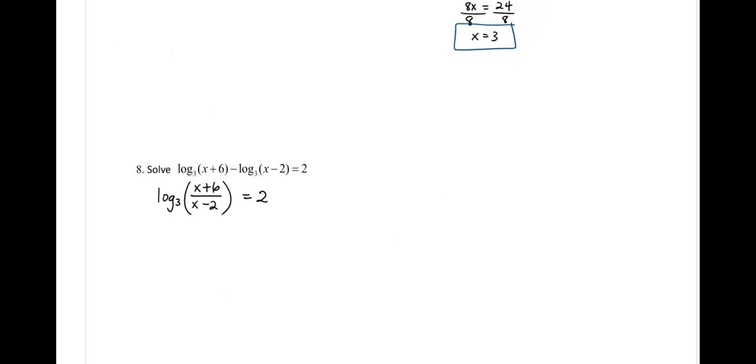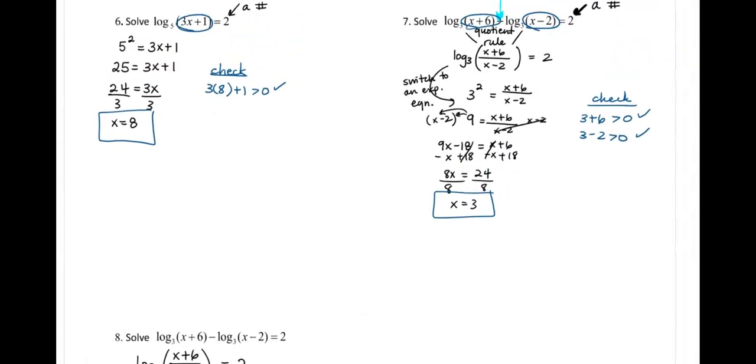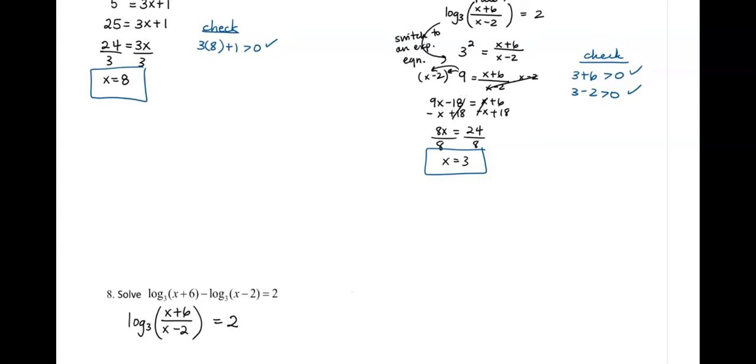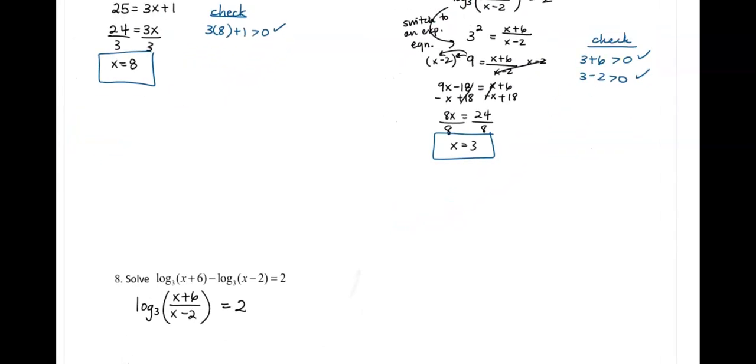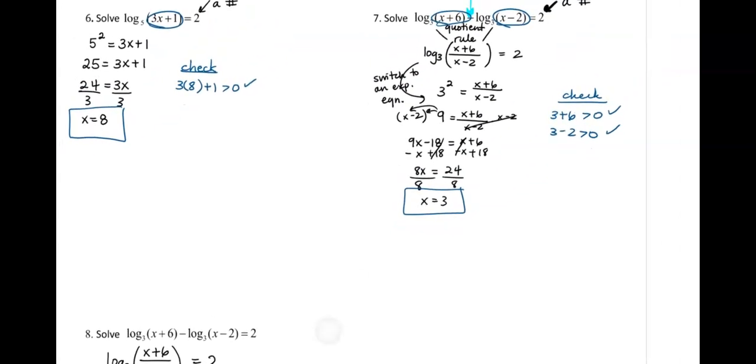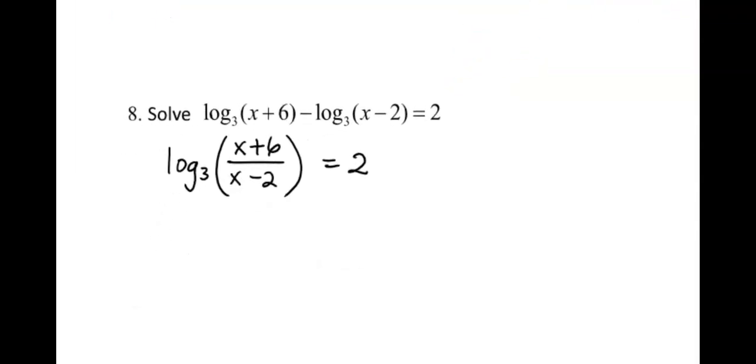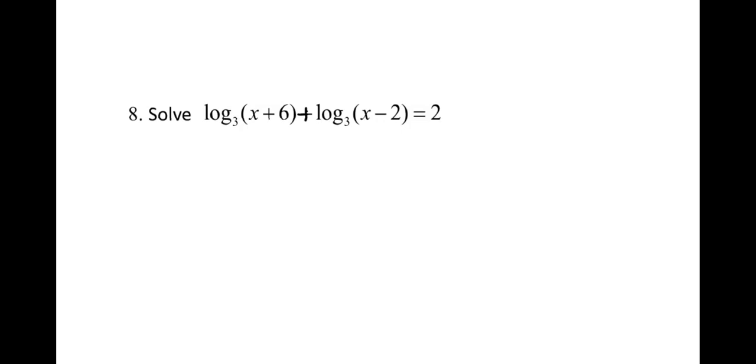Again, we don't just have a single logarithm on the left side. We have two logarithms joined by a minus sign. So we will again start off with the quotient rule. If they were added, we would be using the product rule to combine these into a single logarithm. And now we are ready to switch to, this is the same example as example 7. Let's change this to a plus sign so we can see something different. So I changed this to a plus sign.